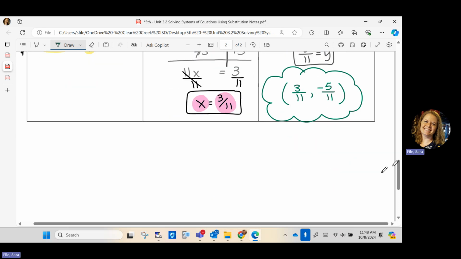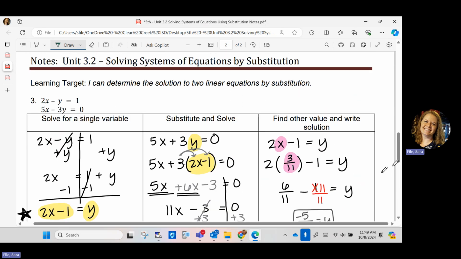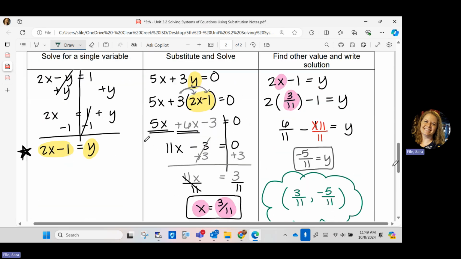All right, let's try one last one. Oh, no, that was it. That was the one last one. Okay. So this is the substitution process. I organized it into the columns like this so you could go step by step and repeat these steps for the practice problems.